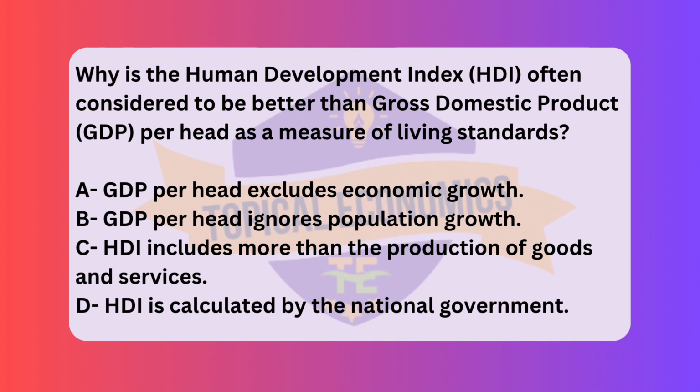Lastly, option D, HDI is calculated by the national government, is also incorrect. While national governments play a role in collecting data, HDI is calculated by the United Nations Development Programme, UNDP, not by national governments. The UNDP uses data on health, education, and income from various sources, including national governments, international organizations, and research institutions, to calculate the HDI for each country.